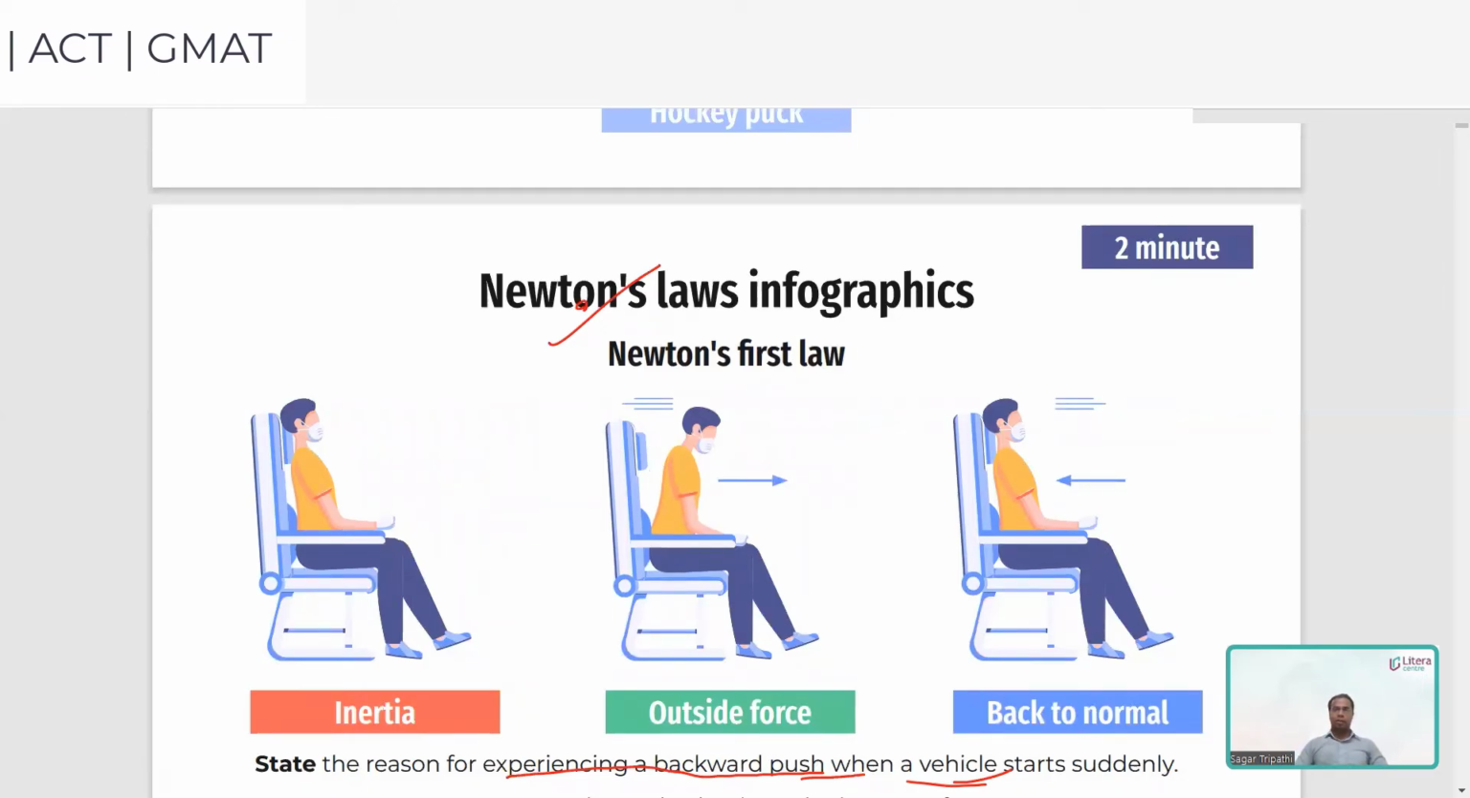But if you rest your back on the seat, then you won't experience that push, because your upper and lower body start moving simultaneously with the vehicle.